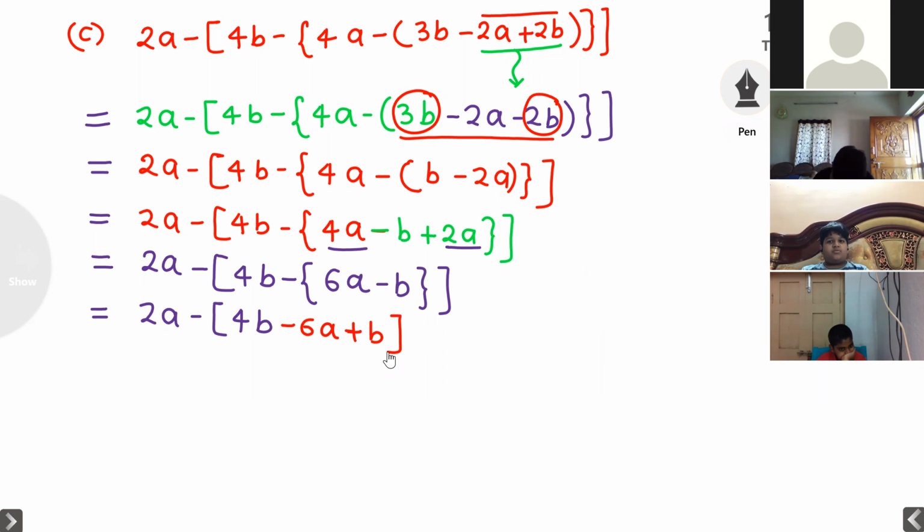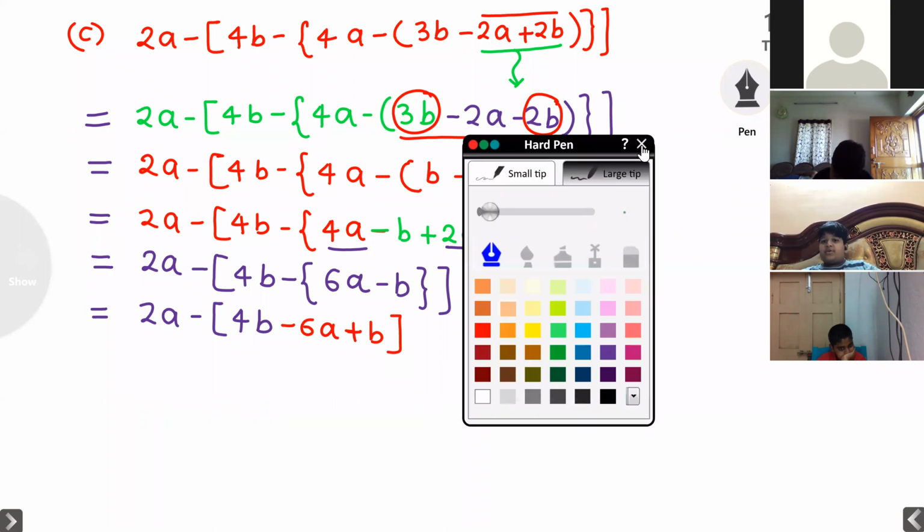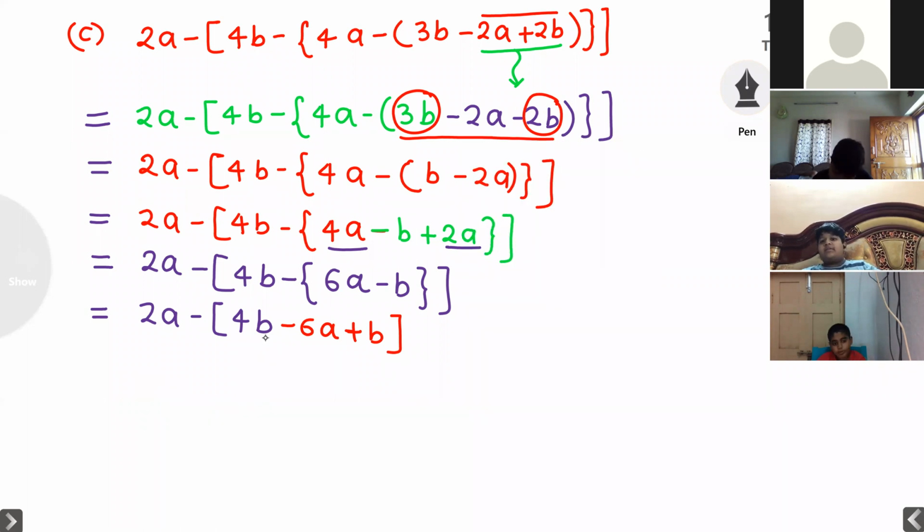Now the large bracket is there. Next you are observing again, students. Now again friends are there. Which friends are there here? Plus 4b plus b. Both signs are same. Both are like terms. 5b. 2a I will write as it is. Minus large bracket as it is. 5b minus 6a. Now which bracket is pending?